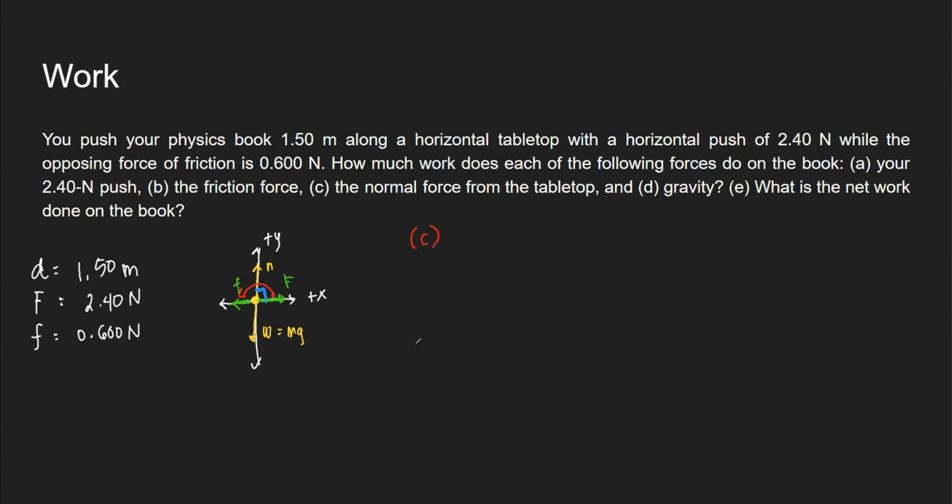Sorry. So for the normal force from the tabletop, the angle is 90. Let's do this again. Work done by your normal force, same thing, equals Fs cosine theta. In this case, it's cosine 90 degrees. Your F and S are perpendicular to each other. So that would just be 0. So the work done by the normal force is 0 joules.